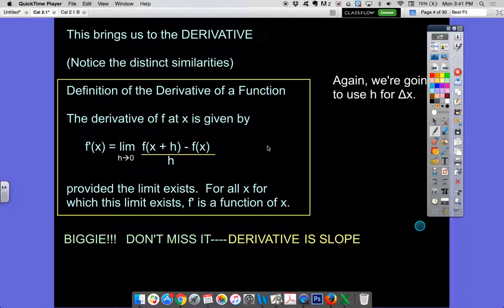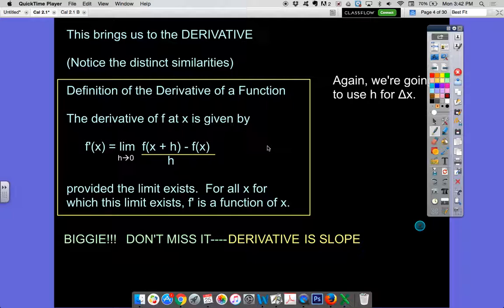Okay, let's talk about computing the derivative of a function at a particular location using the definition of a derivative. So you need to start out with what the definition of a derivative actually is. So we have it here in the box. It says the derivative of f at x is given by f prime.